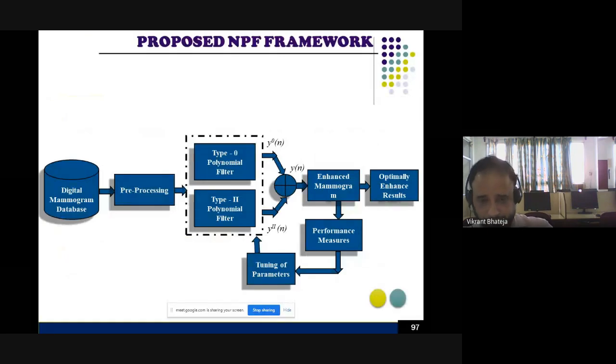So just a demo, I can show you that suppose we have images from the digital mammogram database, we are doing some pre-processing, and then we are applying type 0 and type 2 polynomial filters. We are superimposing their responses to get the enhanced image.